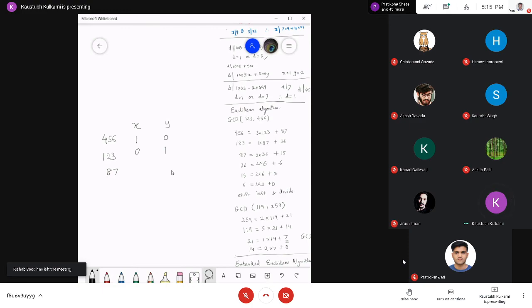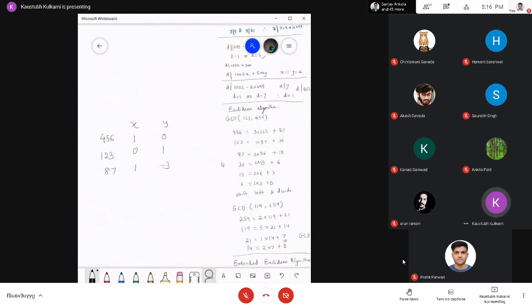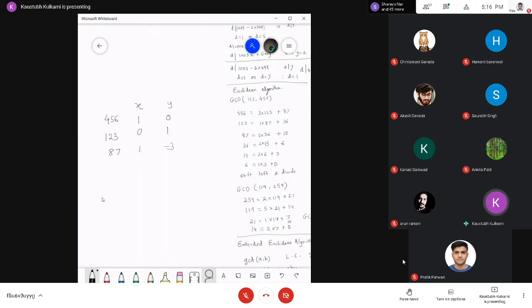I am mentally doing this step, bringing 3 into 123 on the other side. So row of 87 is row of 456 minus 3 times the row of 123. Right? Is this row clear? Yes, sir.